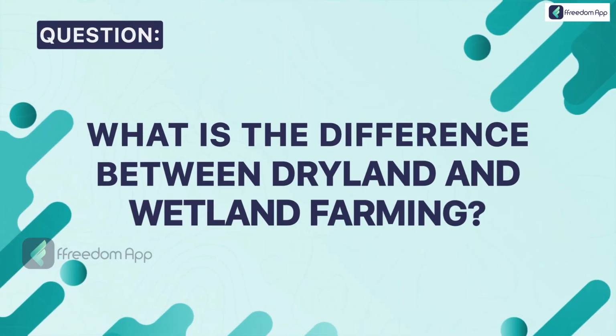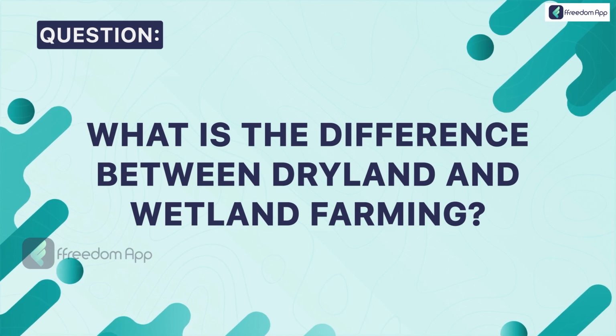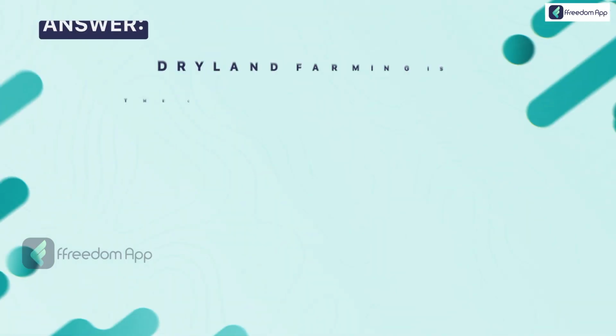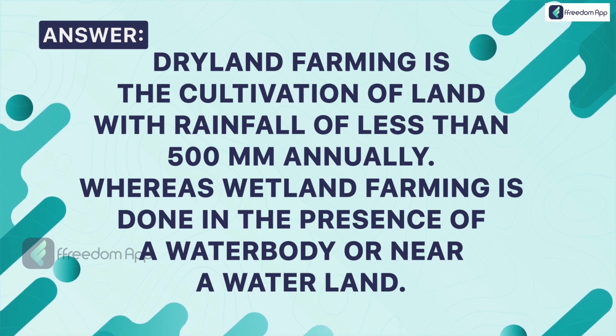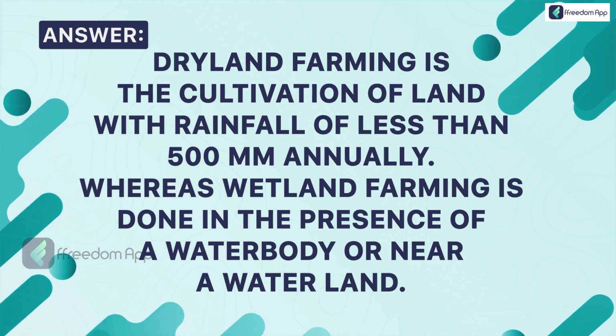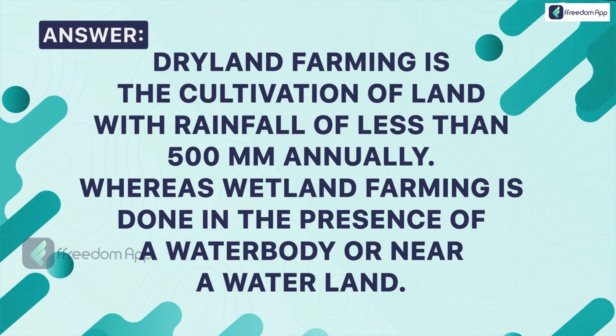Now you would ask, what is the difference between dryland and wetland farming? And the answer is, dryland farming is the cultivation of land where rainfall is less than 500 mm annually, whereas wetland farming is done in the presence of a water body or near a water source.